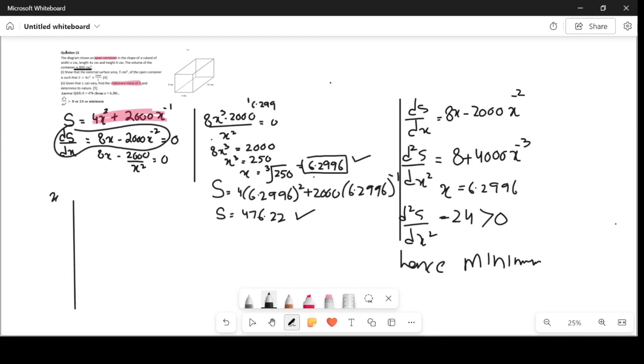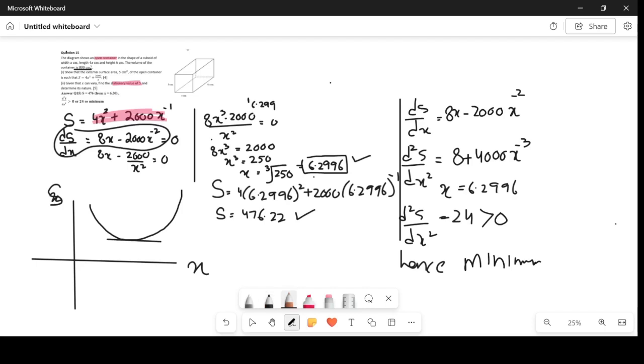Okay, so you have a y-axis, which is s, and you have an x-axis. So you probably get a minimum point somewhere in the curve. So they first made you find the value of x at the minimum point. We didn't know it was minimum back then. We just knew it was a stationary value. So first you got this value by equating the derivative to 0. So this came out to be 6.2996.